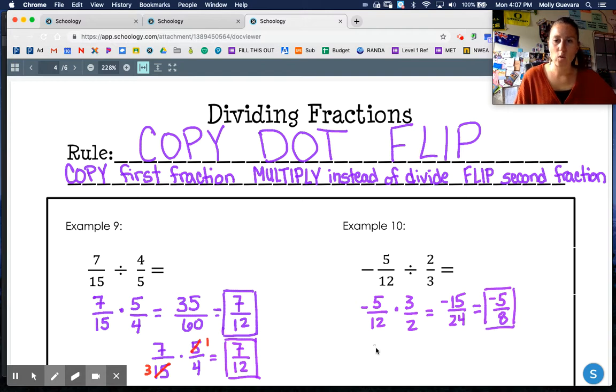Okay. Or again, you can cross cancel. So I'm going to be doing it both ways on this foldable just so that you can see both ways if you want.